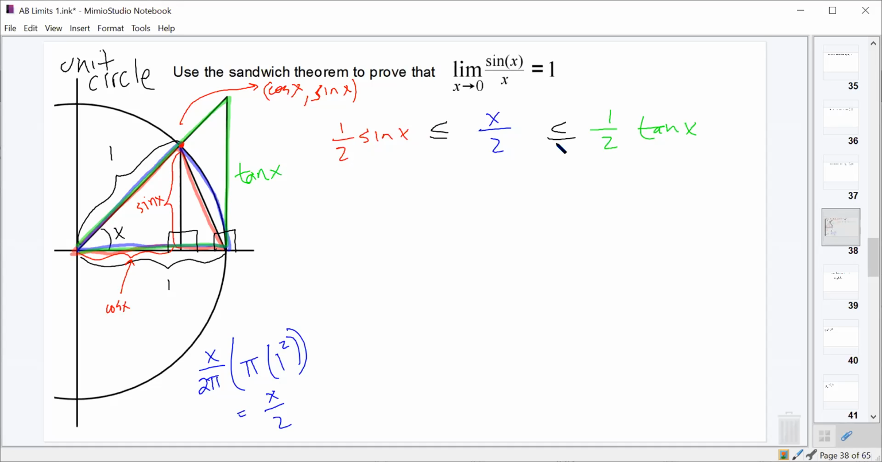So first off, we could probably clear out all the halves. That might make life a little bit easier. Sine x less than or equal to x less than or equal to, and instead of tangent, just to make life a little easier in the future, I'm going to write that as sine over cosine. Good or no? Good. Perfect. Well, I don't need x in the middle. I need sine x over x. Could I introduce a sine x in the middle there by just dividing everything by sine x?